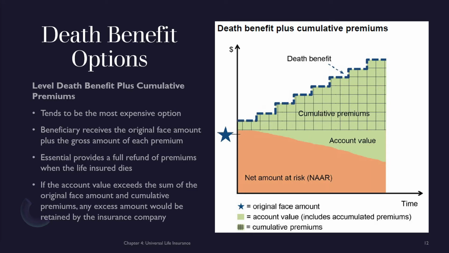Another option is the level death benefit plus cumulative premiums. Now, this tends to be the most expensive option, and the beneficiary receives the original face amount plus the gross amount of each premium paid. Essentially, this provides a full refund of premiums when the life insured dies, and if the account value exceeds the sum of the original face amount and cumulative premiums, any excess amount would then be retained by the insurance company.